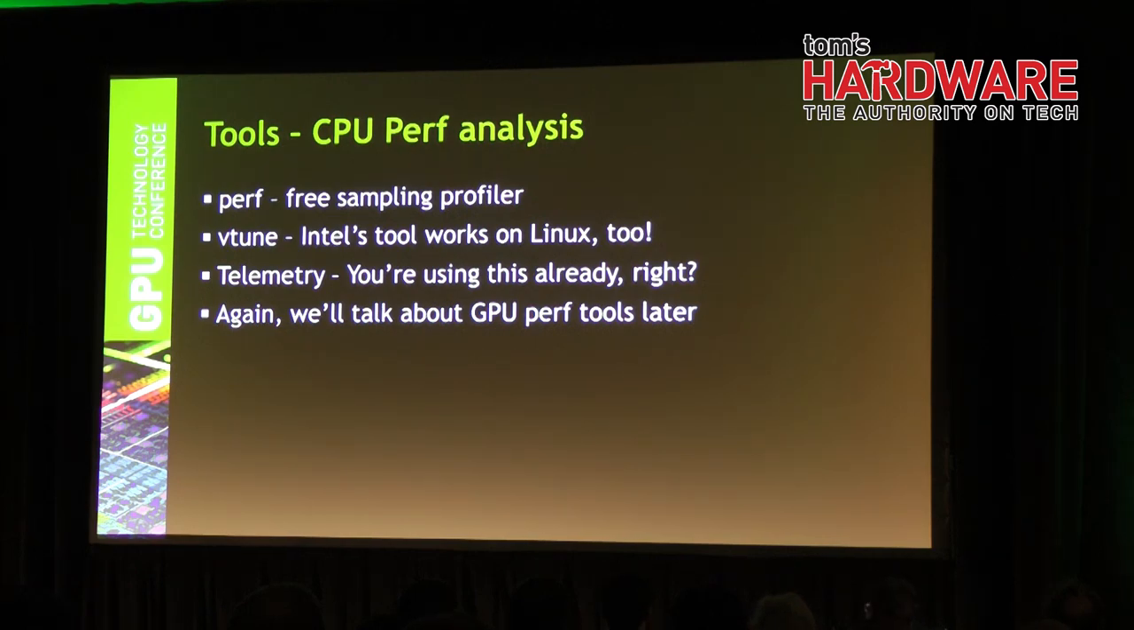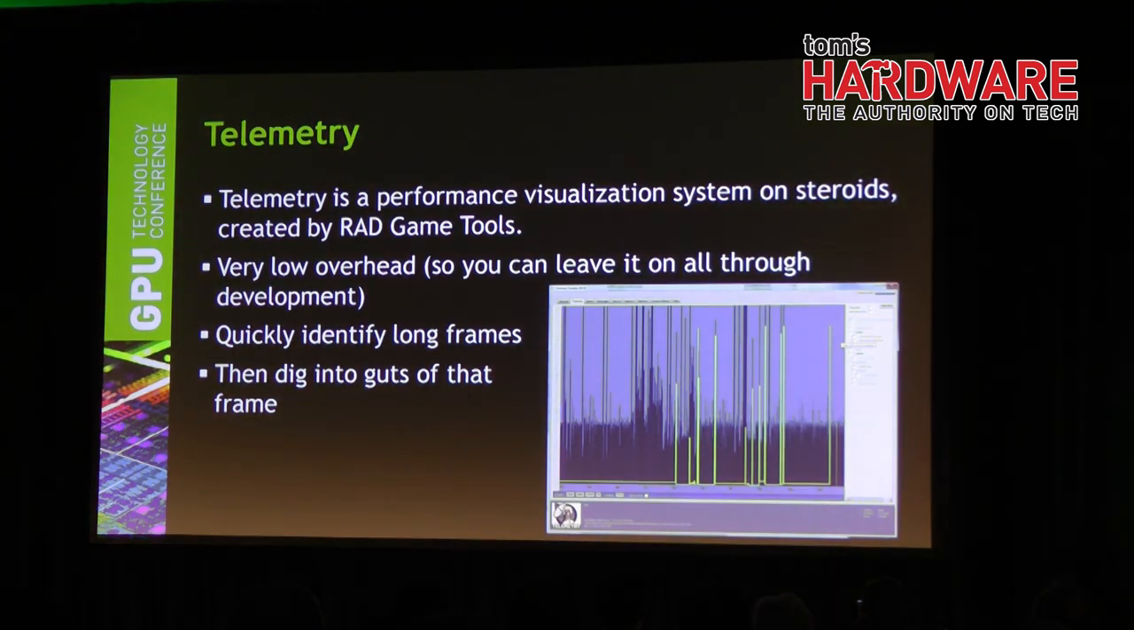Hopefully people are already using that, but if you're not familiar with it, telemetry is this performance visualization system. It's written by Rad Game Tools, and it is absolutely on steroids. It's fantastic. This was responsible for us fixing so many perf problems on Linux, so I really felt like I had to give them a little plug. It's very low overhead, so you can just leave it on all the time, all through development, for all of your users and everything. And it makes it really easy to quickly identify long frames.